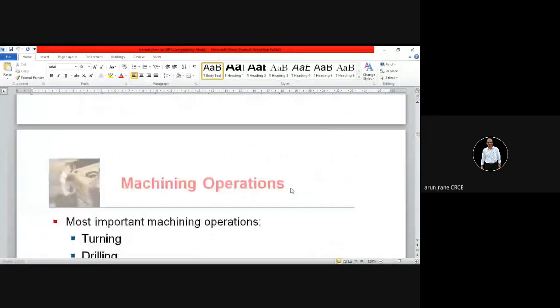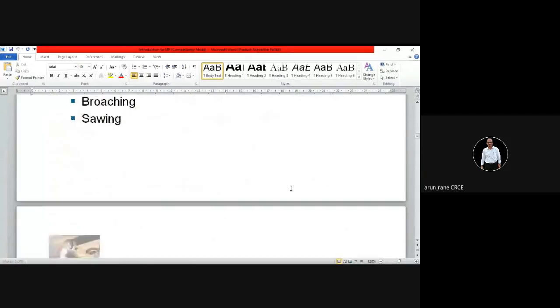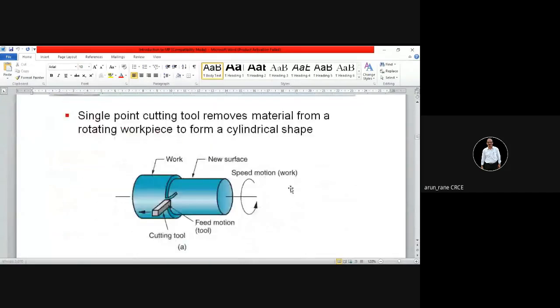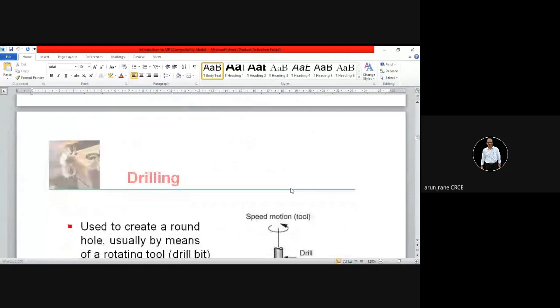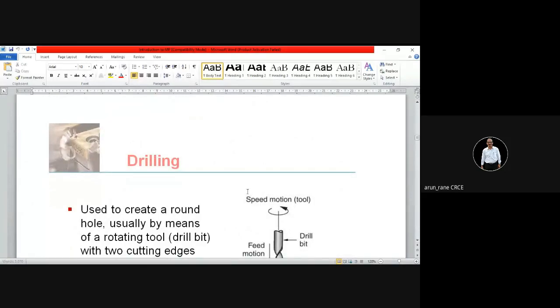So whatever important slides from the examination point of view, I will keep, and I will upload it again. Fine. So that 84 slides, I will reduce it to around 15 to 20 slides, so it will be easy for you to learn.